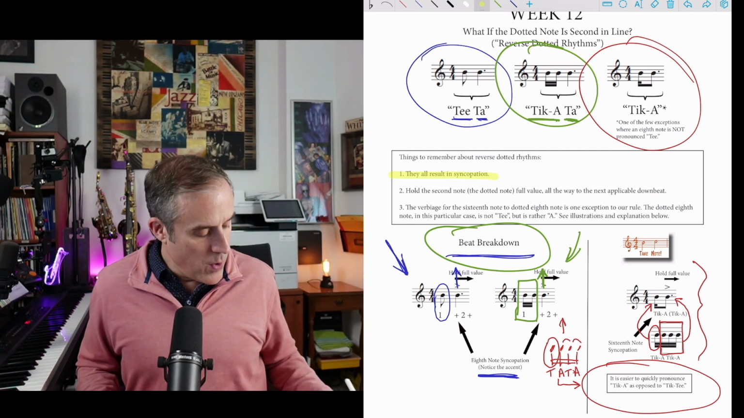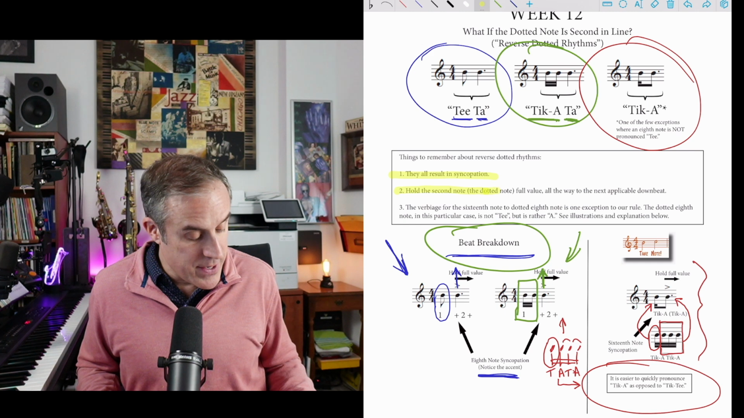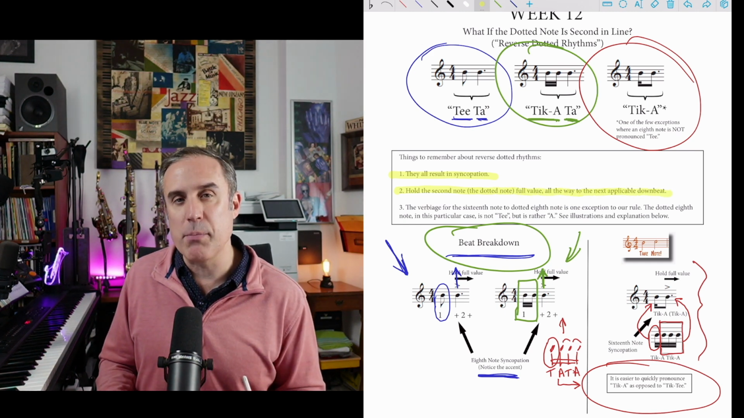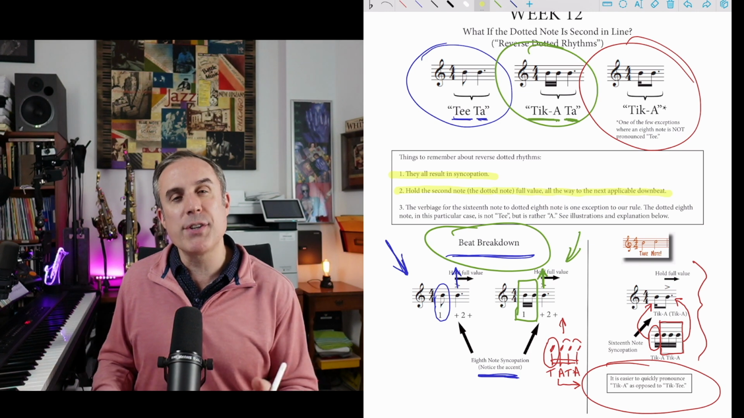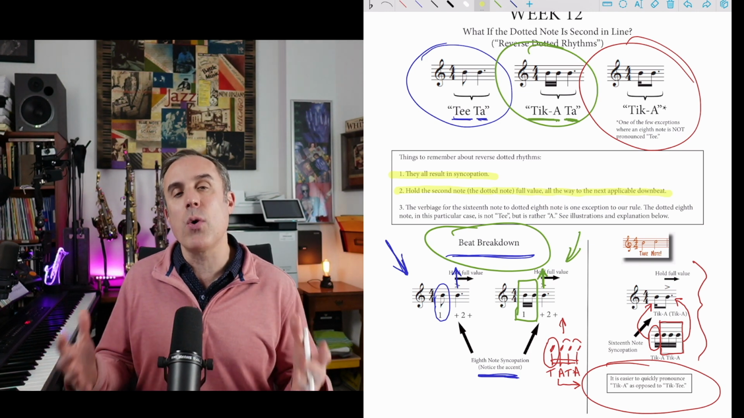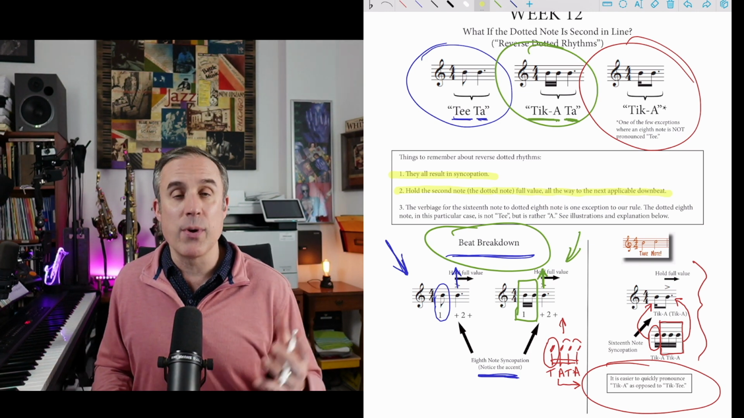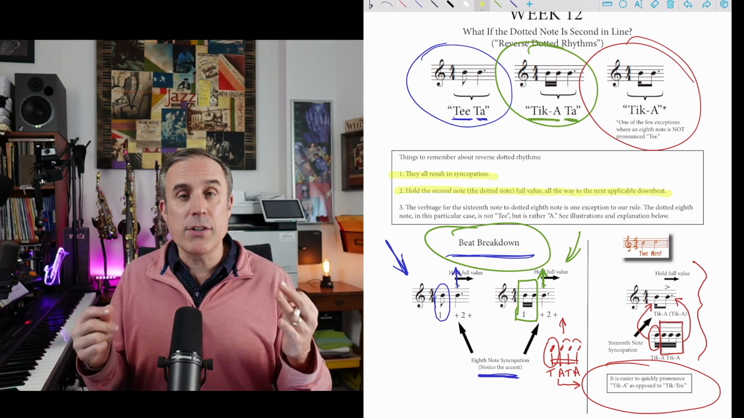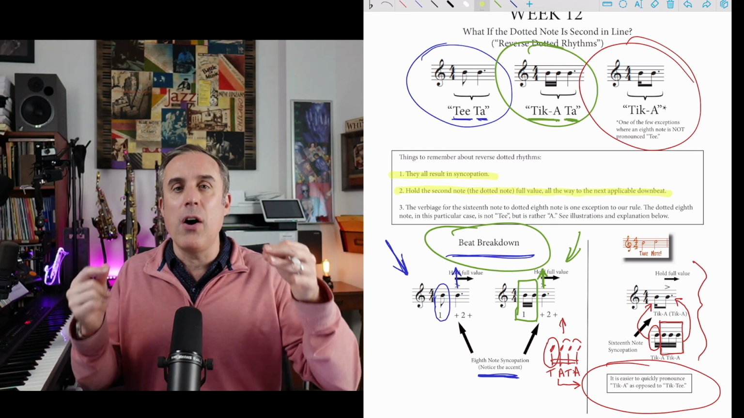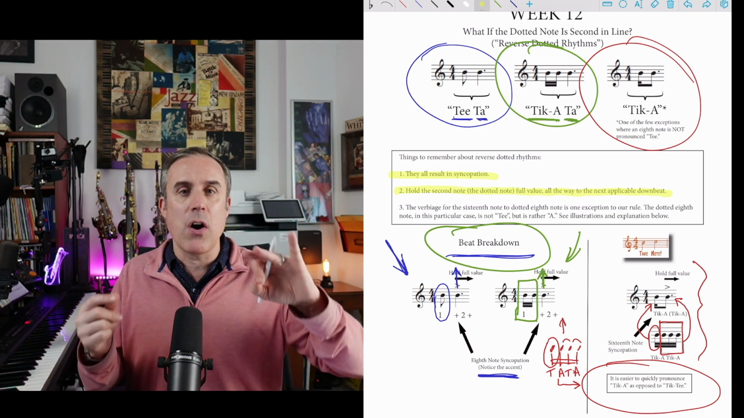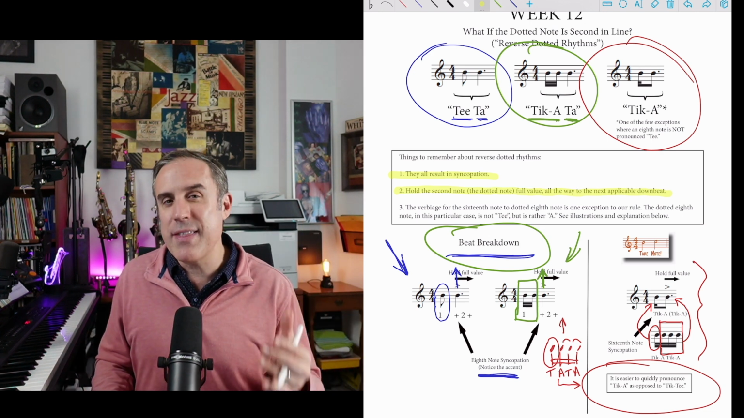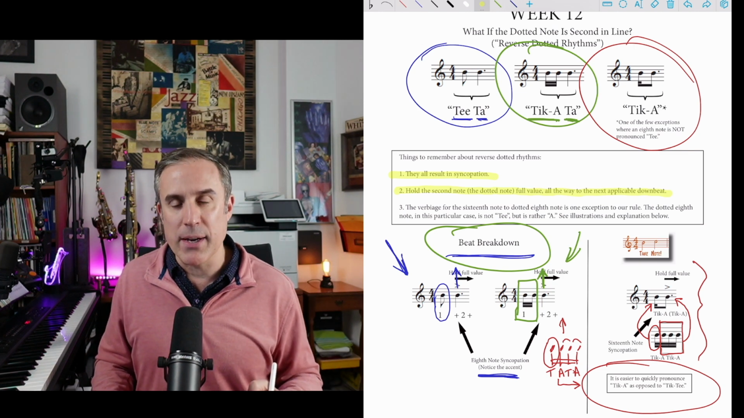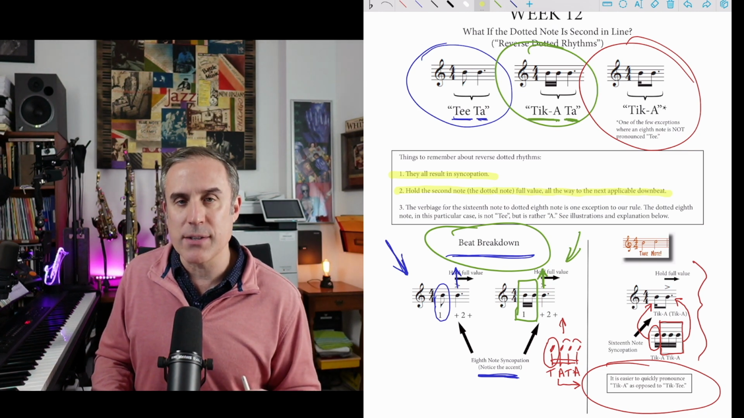Number 2, we want to hold the second note, the dotted note, full value all the way to the next applicable downbeat. So important, and I've been preaching this since week 1. We've got to hold our notes full value. So in these today, teet-ta, teet-ta, Tik-A-ta, Tik-A-ta, Tik-A, Tik-A, Tik-A, Tik-A. I'm holding that dotted note full value to the next applicable downbeat, and we'll work on that in the exercises.